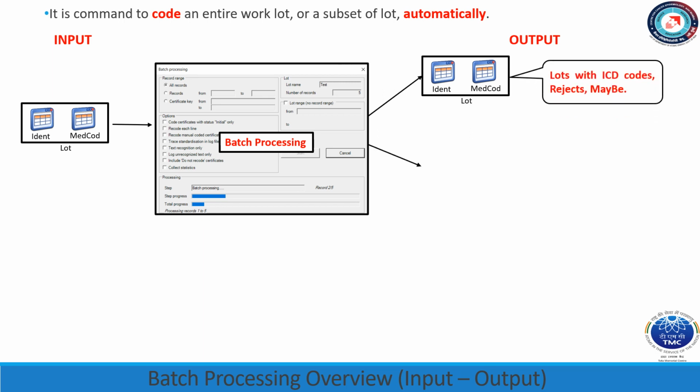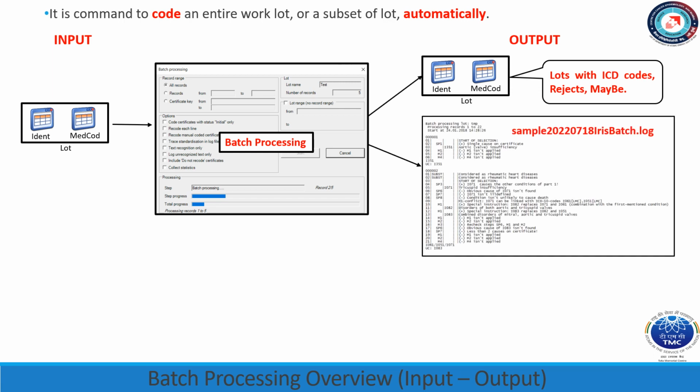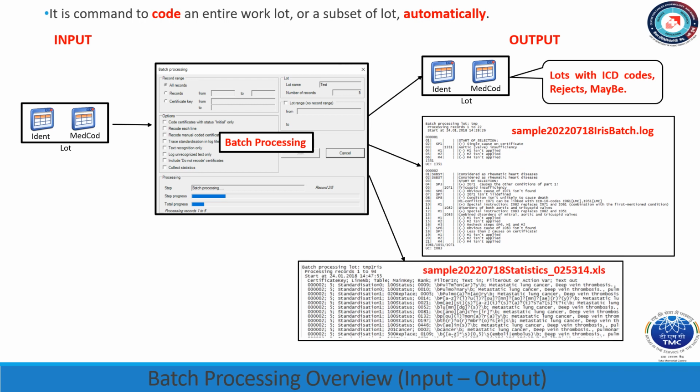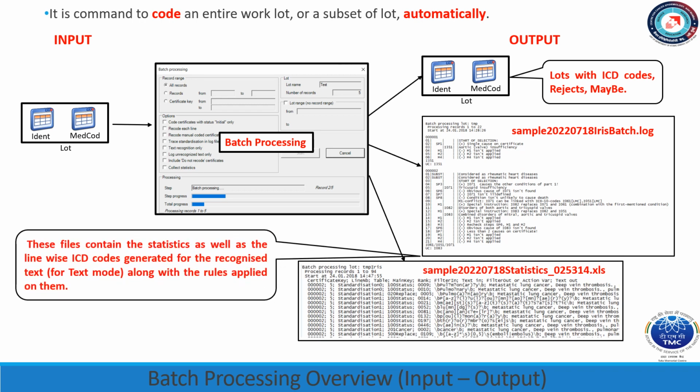The other outputs produced are the Iris batch log file and the statistics Excel sheet. These are the files that contain the statistics as well as the line-wise ICD codes generated for recognized text in text mode along with the rules applied on them.